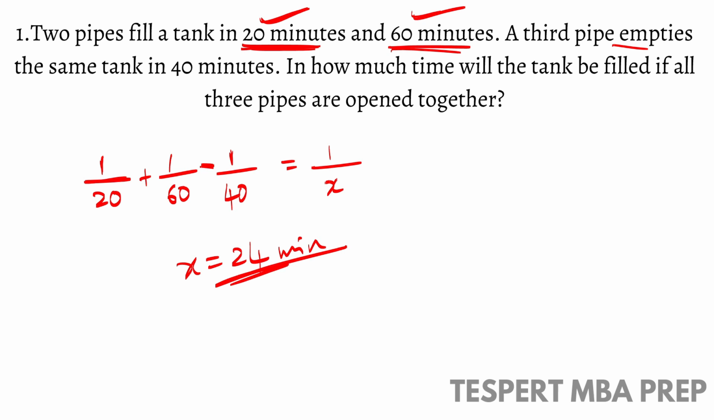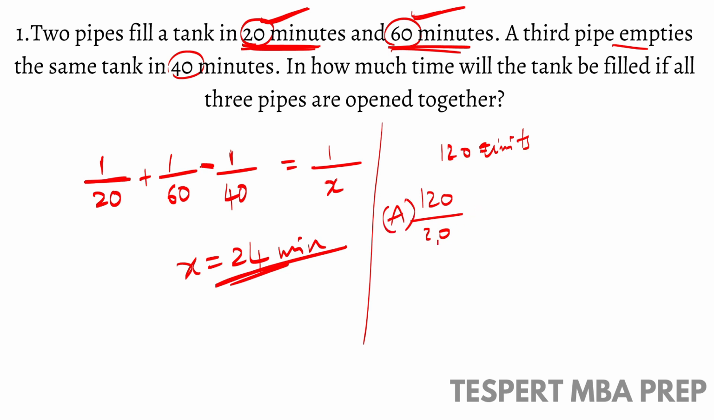Let's solve this by the LCM method. In the LCM method we will consider the capacity of the tank by taking the LCM of the values given in the question. What is the LCM of 20, 60 and 40? LCM is 120. So the total capacity of the tank, we can take as 120 units. The rate at which the first pipe fills the tank is 6 units per minute.